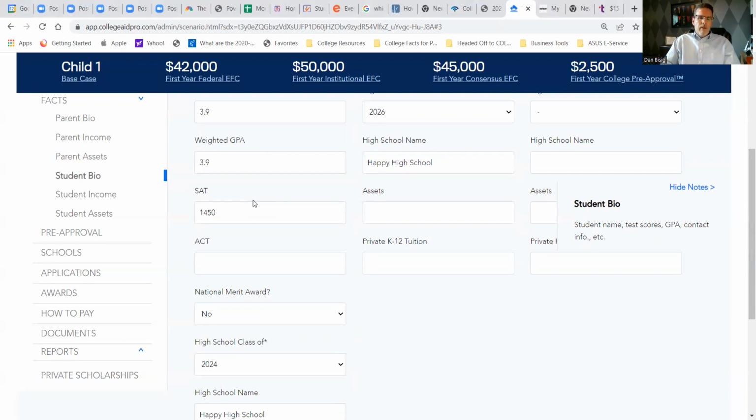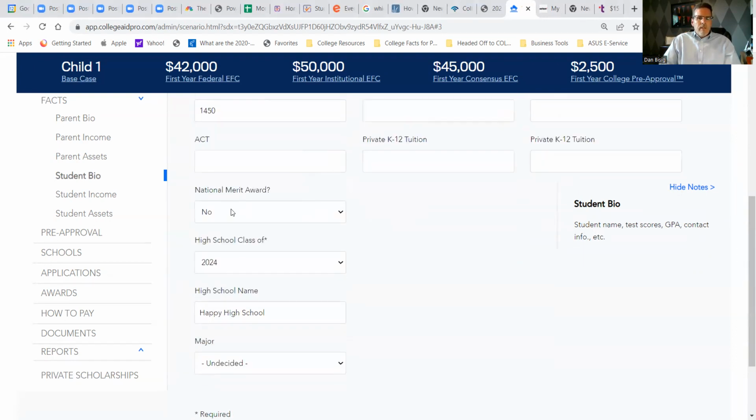Specifically, if you're trying to go for bigger scholarships, you often see that that's a requirement. Will this student in the future be a National Merit Award finalist because of how they did on the PSAT? Don't know, but that's something you could plug in their senior year. And then, high school graduation year, they're going to Happy High School. And in this case, we're just saying they have an undecided major at this point.